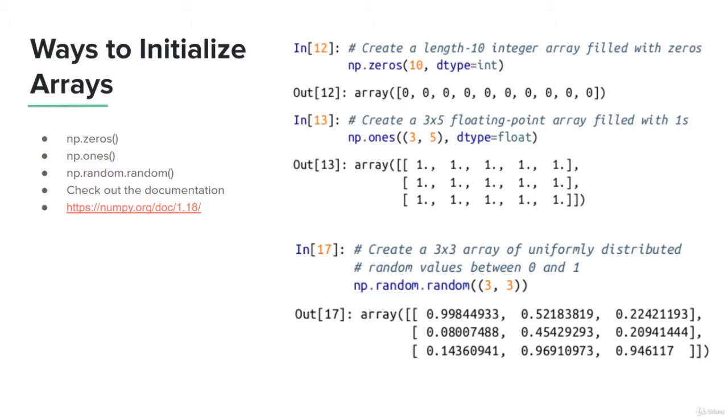So we have seen ways to create a NumPy array and initialize it with values of our choice. But there are certain default functions which give us the power to initialize values which are quite different. So let's look at these different ways to initialize NumPy arrays.